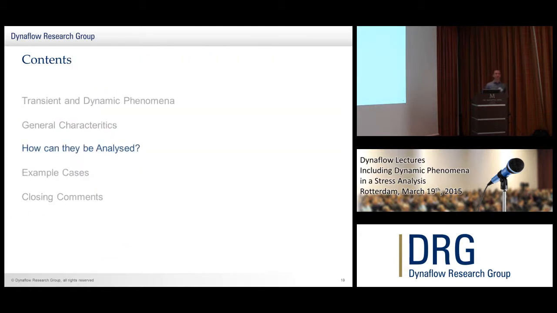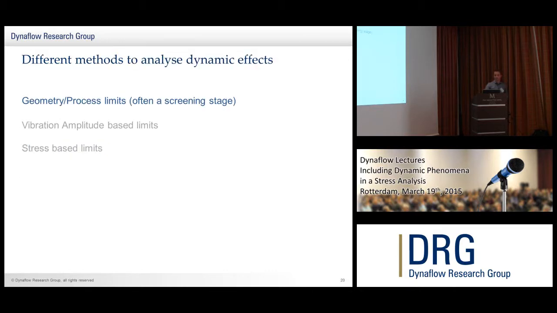Okay, so we've explained different phenomena and also an overview of grouping them into different categories. Now the question is, how can we analyse them? Now what I've tried to do is go through everything. I've tried to give an overview of the different types of limits that you can have. The first is the geometry or process-based limit, which we can often use as a screening stage. We can then go on to vibration-based limits, and then we can go on to a stress-based limit.